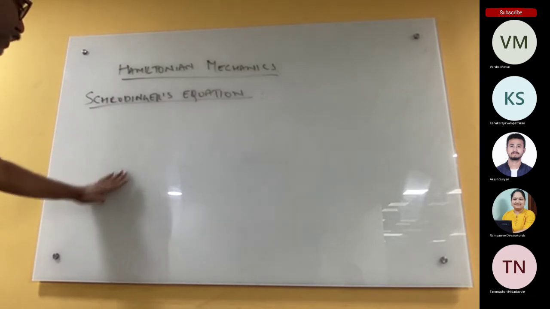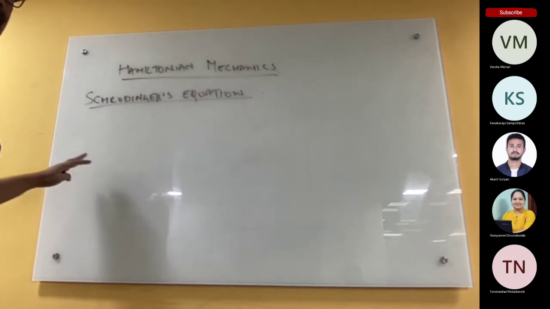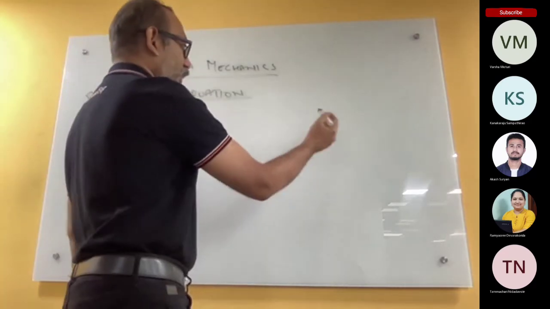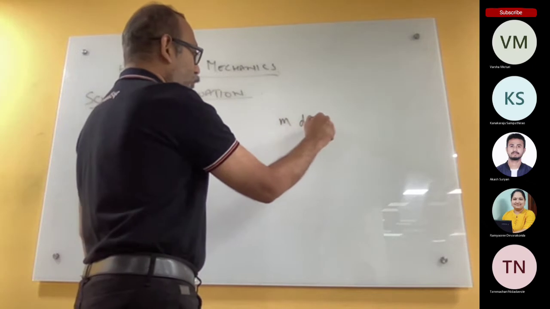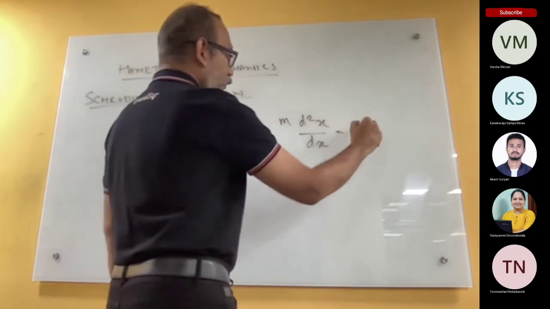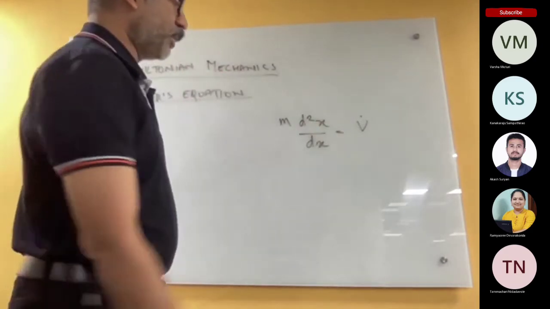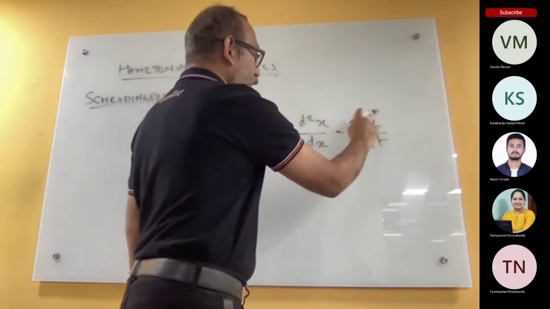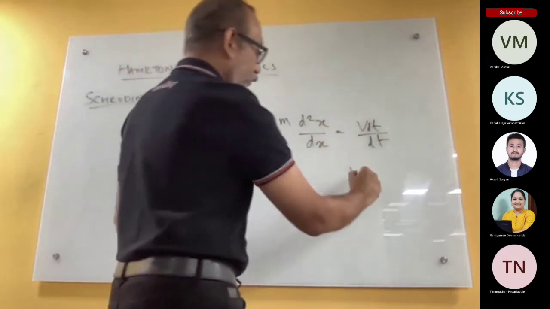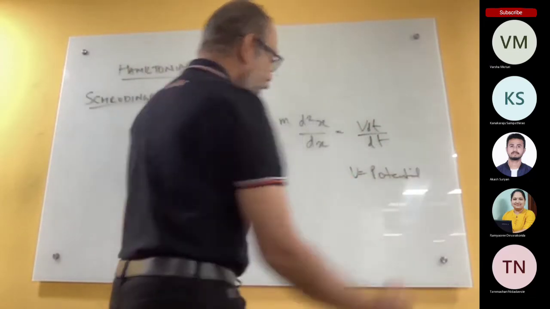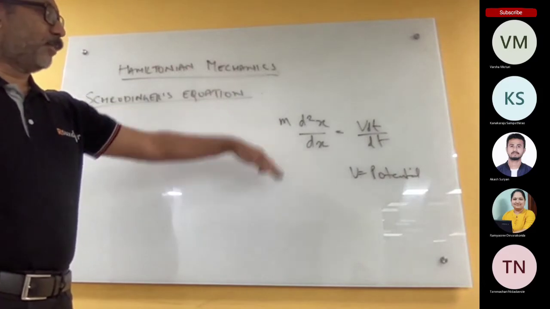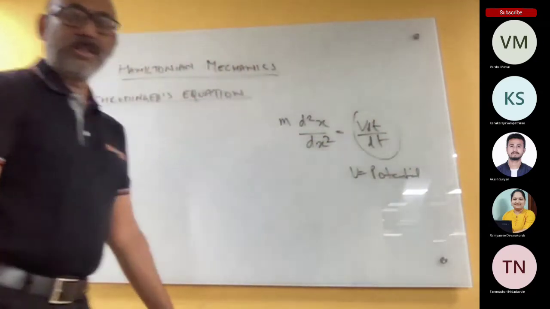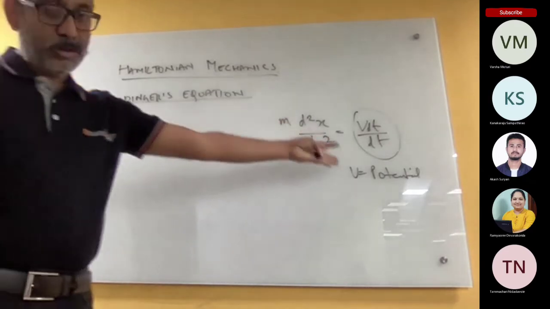So what is Schrodinger's equation? It is the equation for a dynamic quantum mechanical system. Like, for example, what you write in classical mechanics: mass times d2x by dt square equals the first derivative of the potential, V being the potential. This is Newton's second law. Force equals mass into acceleration. This is ma and this is force. Force is the first derivative of the potential.